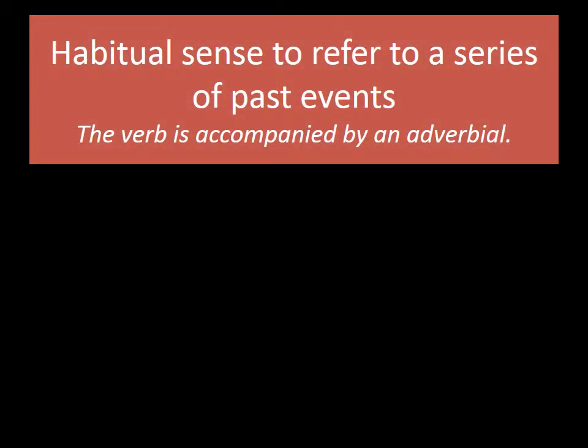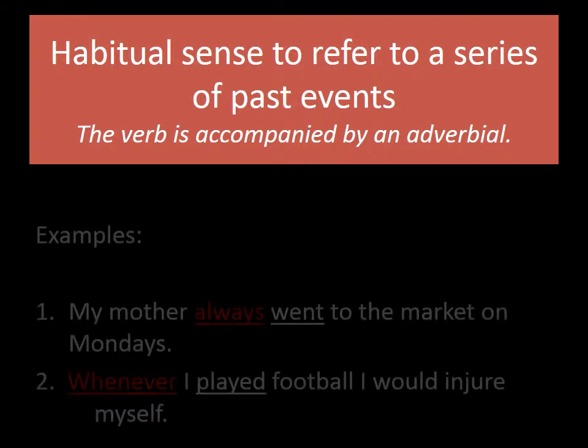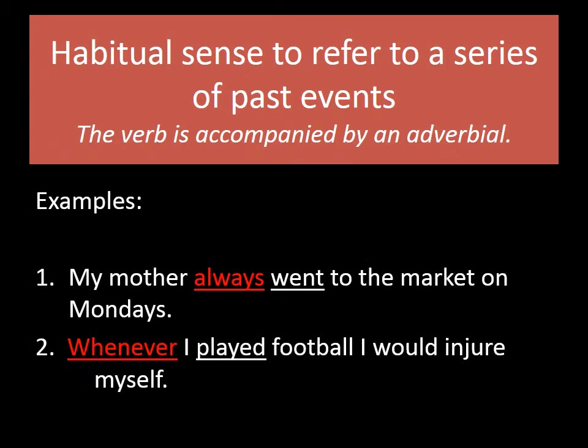Simple past tense can also be used with a habitual sense to refer to a series of past events that occurred on a regular basis. Often, when used in this way, the verb is accompanied by an adverbial that underscores the regularity of the situation described. Example number 1. My mother always went to the market on Mondays. Example number 2. Whenever I played football, I would injure myself. As you can see, the words highlighted in red are an example of an adverbial.